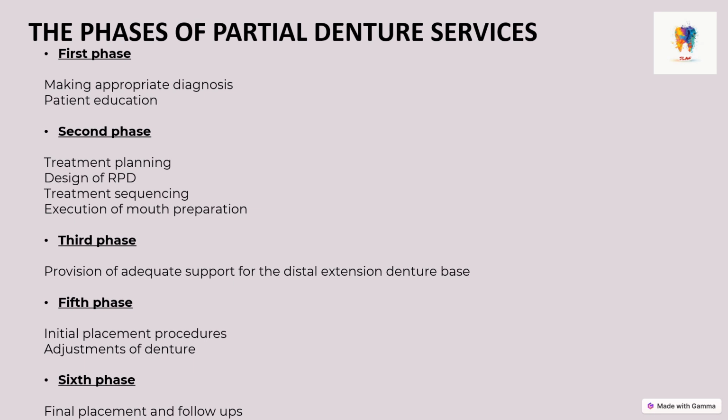Then the second phase is treatment planning: the design of the RPD, what kind of RPD you are giving, and what kind of material you are going to use for that RPD. Treatment sequencing and execution of mouth preparation all come in your second phase. Then you have the third phase, the provision of adequate support for distal extension denture bases. Then the fifth phase, initial placement procedures and adjustment of the denture.